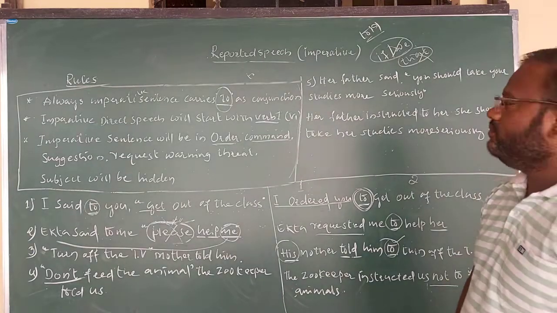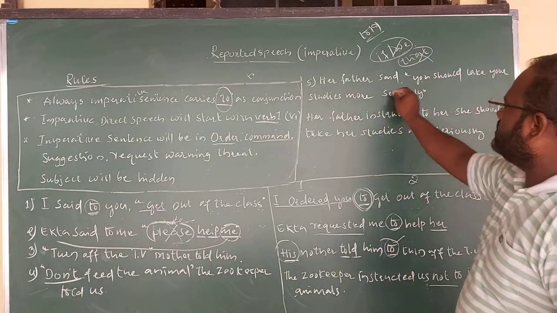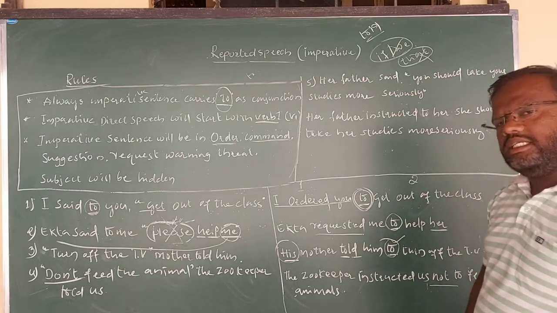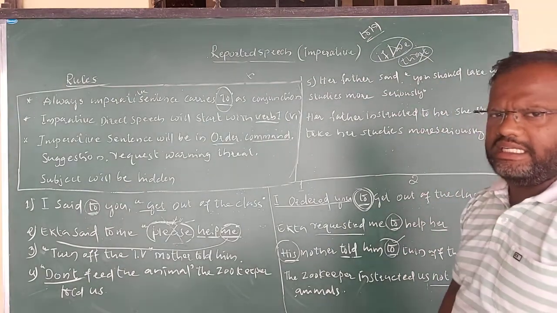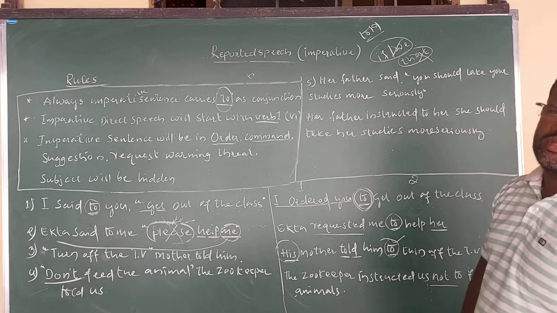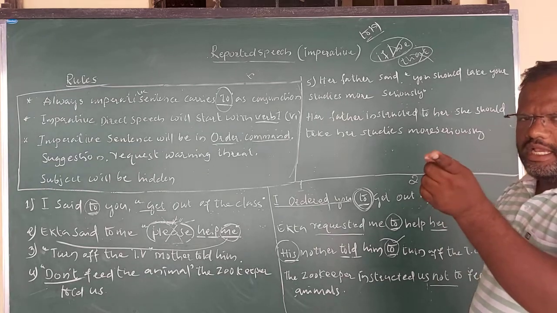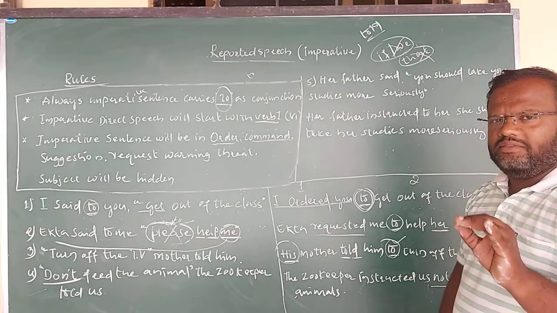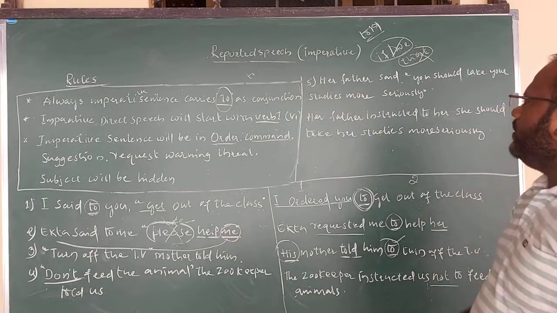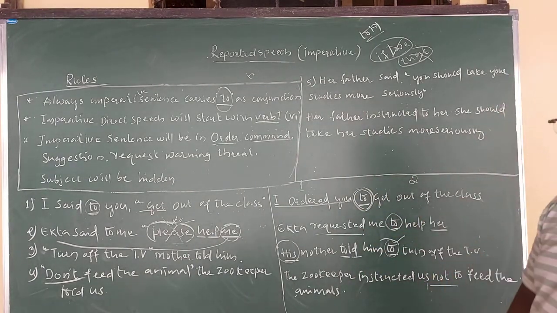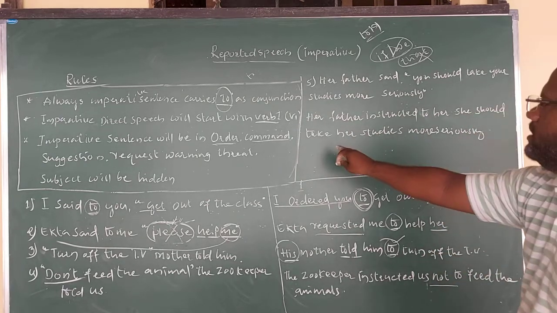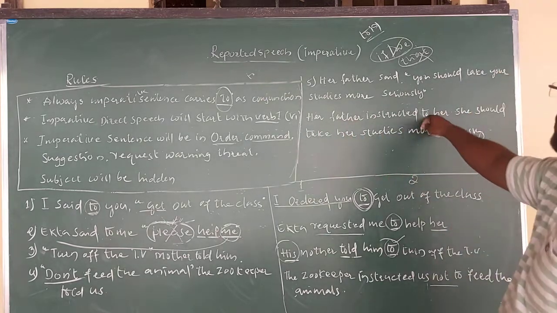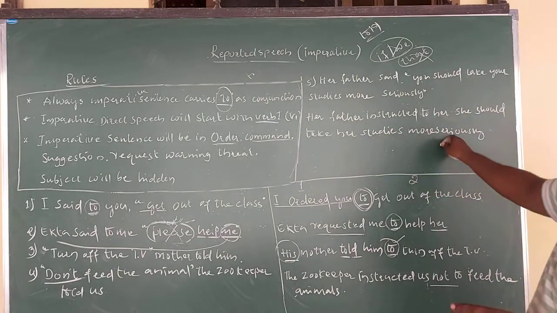Let's see example number 5. Her father said, you should take your studies more seriously. It is in direct speech. What do you think of this sentence? Is it a suggestion or instruction? If the father is warning, then definitely it will be an instruction. Okay, we'll go with that. Her father instructed her, she should take her studies more seriously.